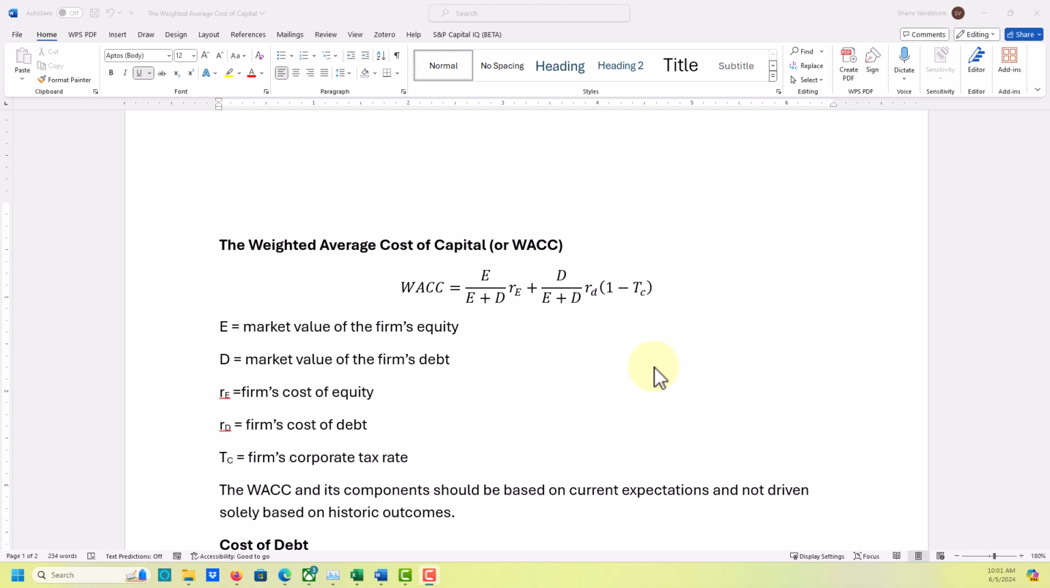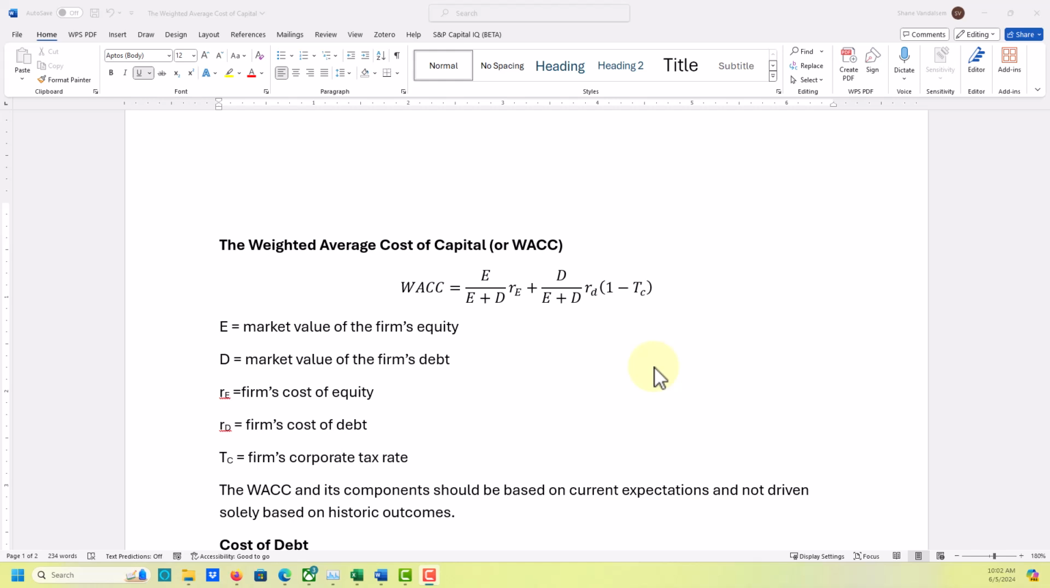Hello everyone. In this video I'm going to demonstrate and describe how to calculate the weighted average cost of capital for a firm, and we're going to be using Coca Cola for our example. We're going to be calculating the weighted average cost of capital for Coca Cola at the end of 2023.